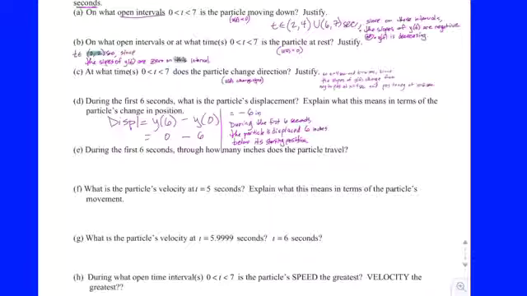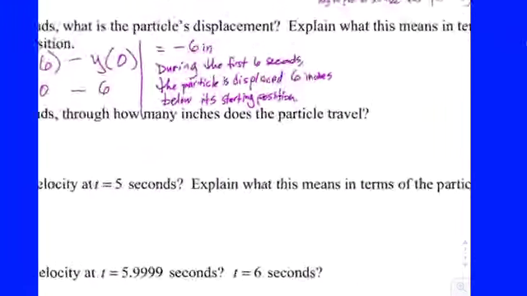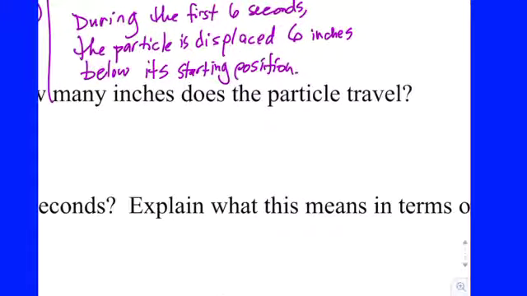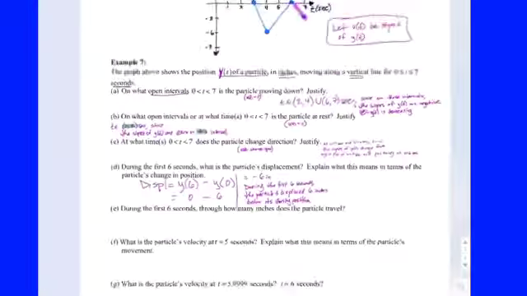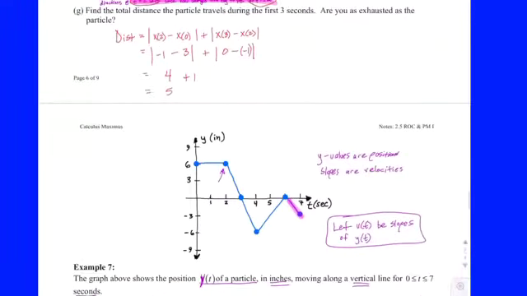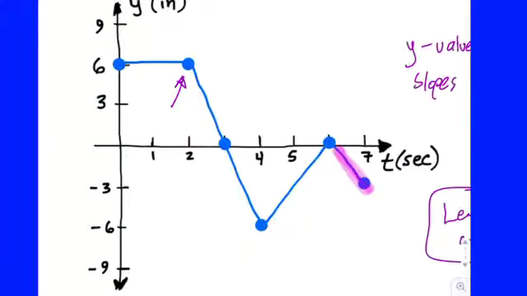Part (e) says during the first 6 seconds, how many inches does the particle travel? Is that asking for displacement or distance traveled? Yeah, distance traveled. How many inches total in any direction does it travel? All right, so we'll come up here. It says during the first 6 seconds, so we're not using all of the graph. That's kind of important. Remember, it's the absolute value of the displacements between turning points. So I think we can do that geometrically here.